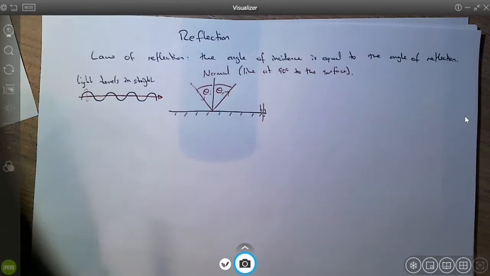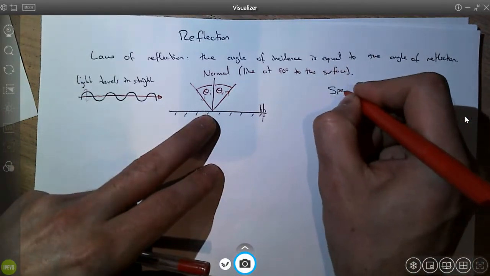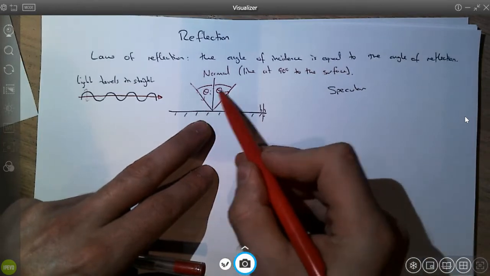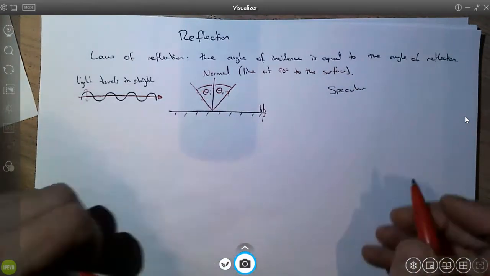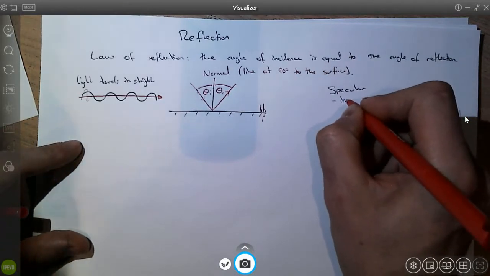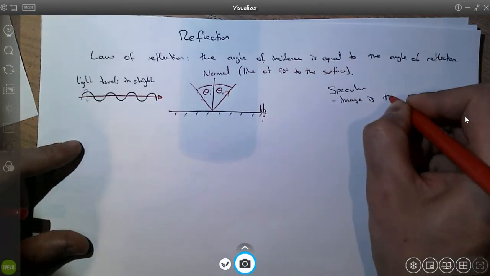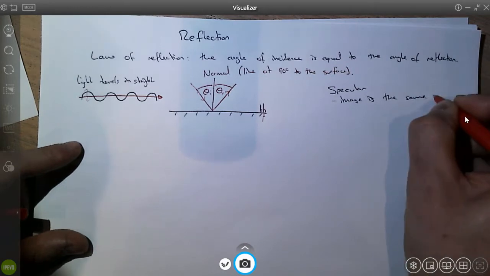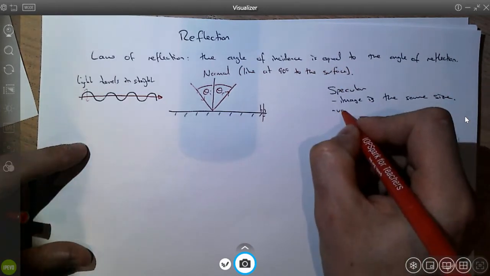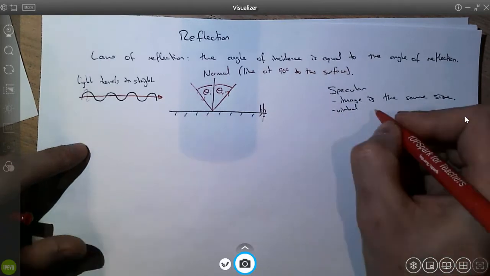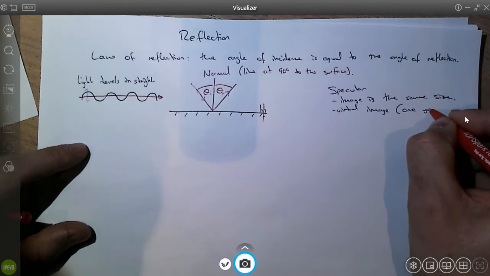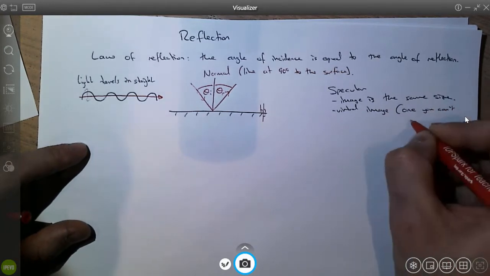So this type of reflection here is known as specular reflection, where we form a nice image on a smooth surface. So important facts are that the image is the same size. It is a virtual image. That's more important for triple. A virtual image is one that you can't project onto a surface.